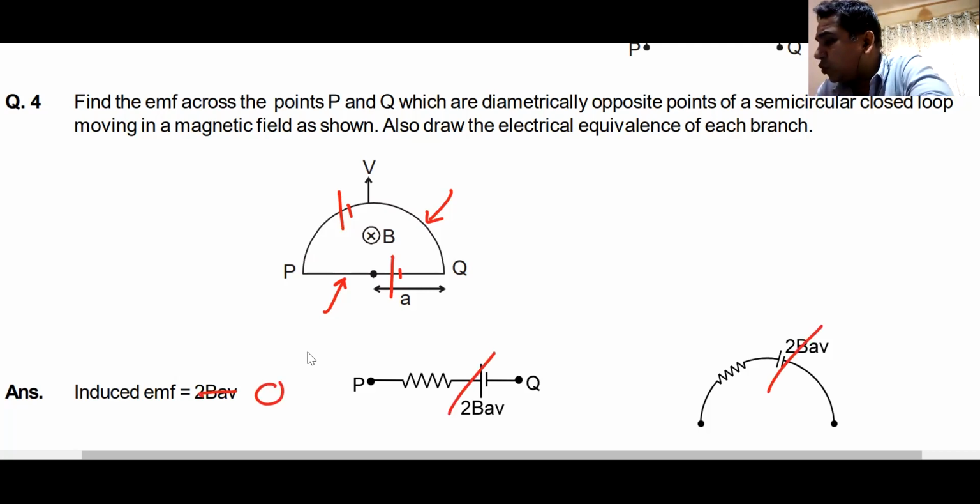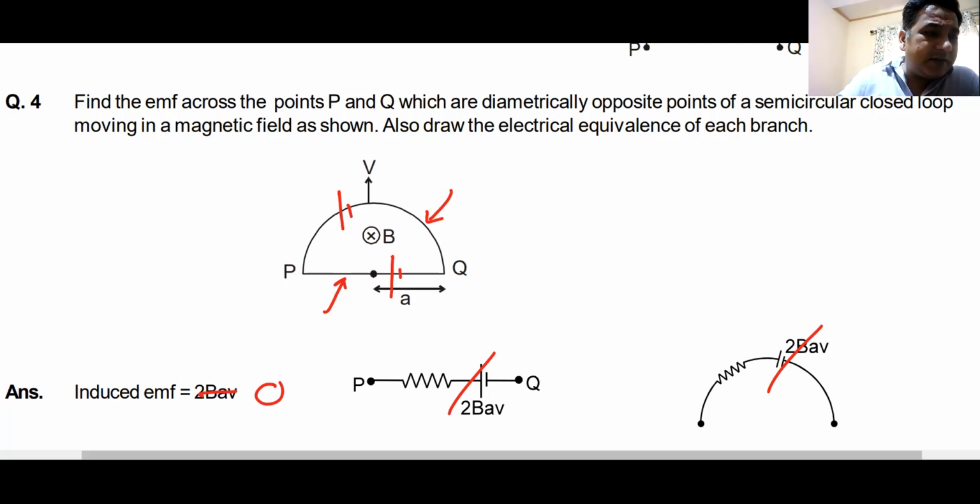Yes or no? Do we understand this? The net EMF in this entire loop has to be zero. If you have a full loop, the net EMF in that entire loop becomes zero. Can I have some reason that we understand this?